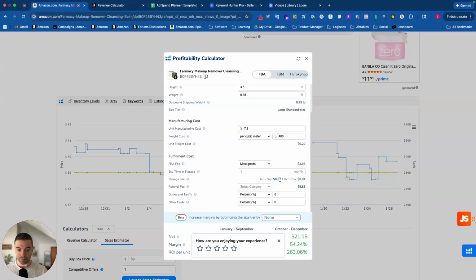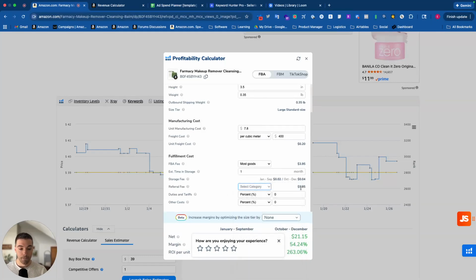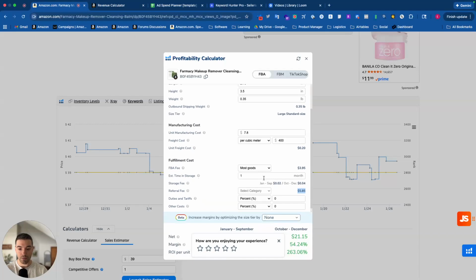And then third, there's the referral fee. The referral fee is just the cost of doing business on Amazon. You're using their platform, and just because you're on their platform, they're going to take a percentage of your sale. Typically it's 15% of your sale price. There are some categories where it's lower than 15%. That's why it says to select a category here, but we have a $585 referral fee. So those are the three big ones.